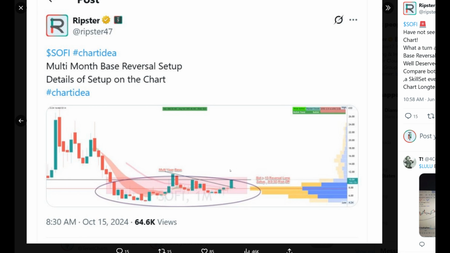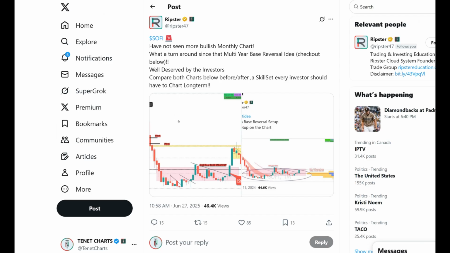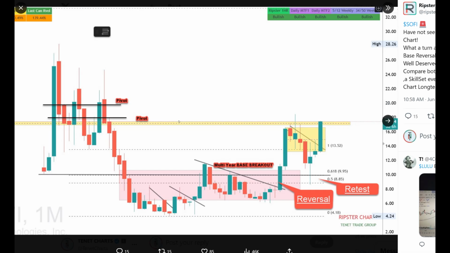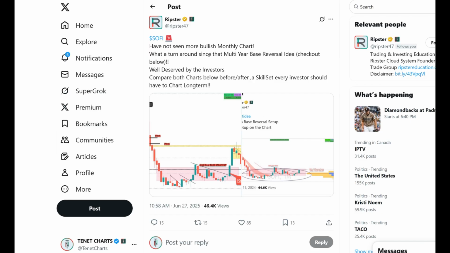This is the time when it starts to break out. So at that time, it was good. But anyways, last month I gave, so we already got that multi-year base breakout to the pivot, pulls back, setting up for another breakout. We were trading at 17 bucks at that time. So I said, most bullish monthly chart. I have not seen a more bullish monthly chart, so it's going to pay.